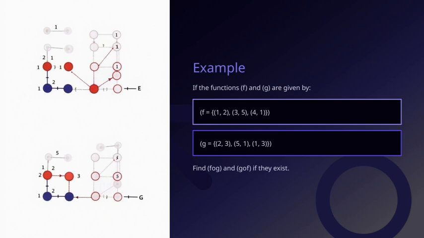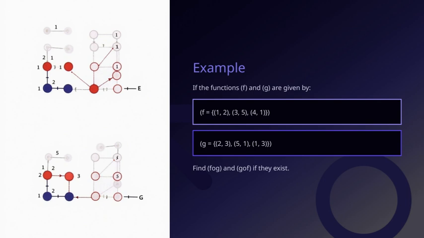So, for each element in the domain of f, we look at its output and then check if g has that as an input. For example, f takes 1 to 2. Now, does g take 2 as an input? Yes, g takes 2 and maps it to 3. Similarly, f takes 3 to 5. Does g take 5 as an input? Yes, g maps 5 to 1.